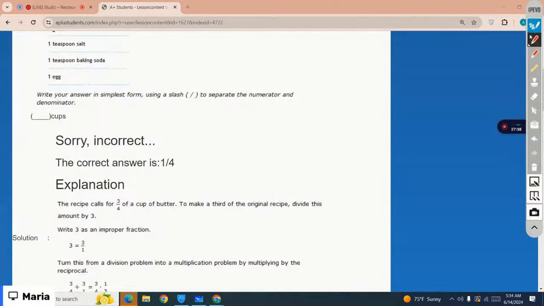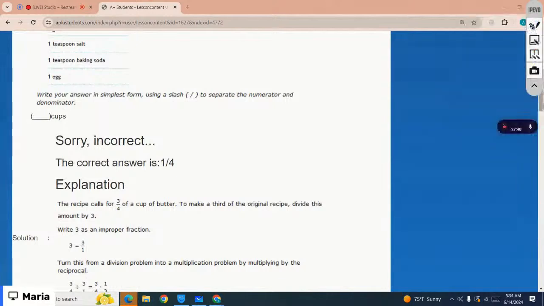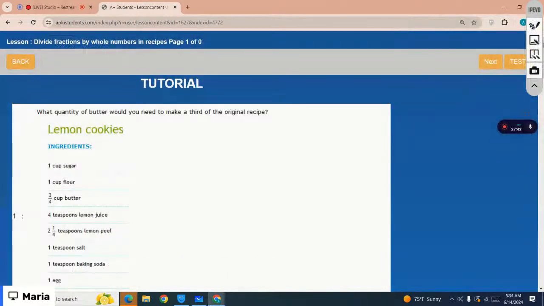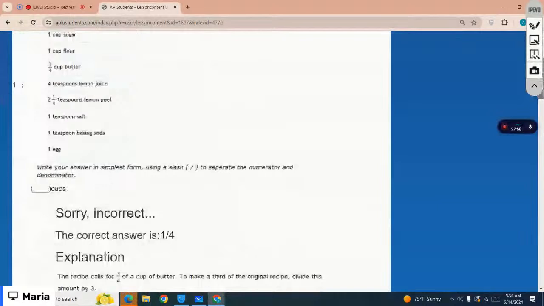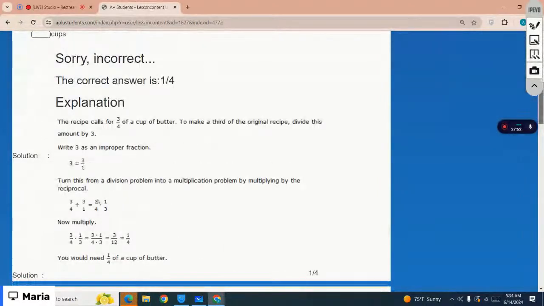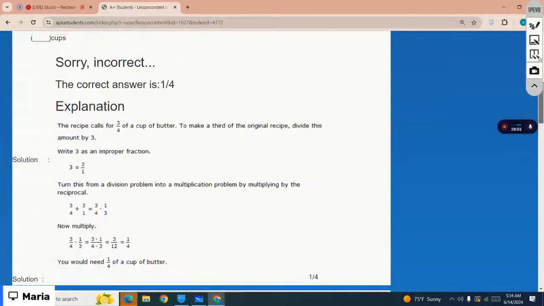Let me read the question. What quantity of butter would you need to make a third of the original recipe? So you have to divide by 3: 3 by 4 divided by 3. When you divide 3 by 4 by 3, that is 1 over 4. That means for a third of the recipe, you have to use 1 by 4 cup of butter. Let's start with the test questions.